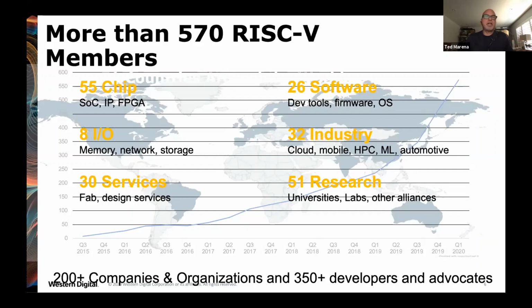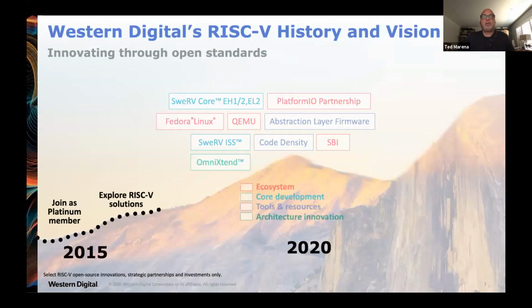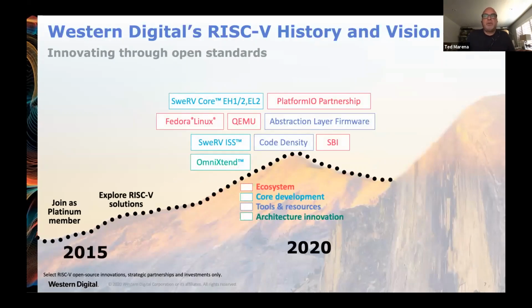Okay, so that's just background on RISC-V, RISC-V International, and where we're at. If you go to riscv.org, you'd see a number of more things. But what I want to talk a little more about is Western Digital and what we've been doing. I'm going to show you all the things we have been doing, and then I'll talk about why. I think it provides a really interesting understanding.